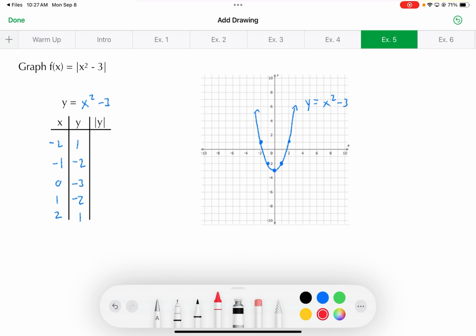So all of those values that I have in my y column there, I take their absolute values. So I get 1, 2, 3, 2, and 1. So I'm now going to have a point of (-2, 1) on this graph of f of x, of (-1, 2), (0, 3), (1, 2), and (2, 1). Go ahead and plot all of those.